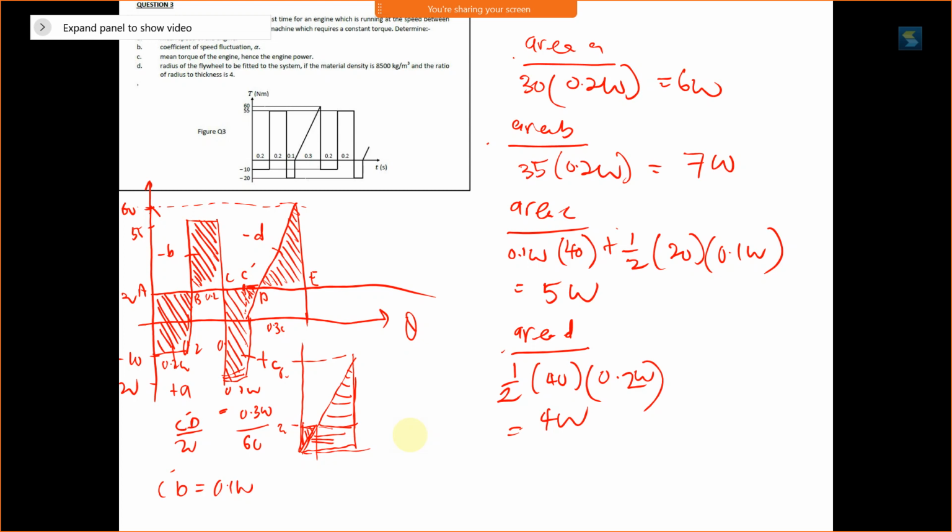For tests, again we have the same as what we did on test 1, 3 questions. Question number 1 is, if I'm not mistaken, about balancing, the inline one. Number 2 is reciprocating, and then question number 3 is about flywheel. That's all.